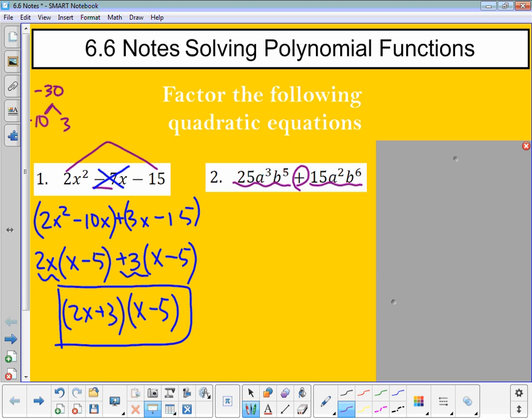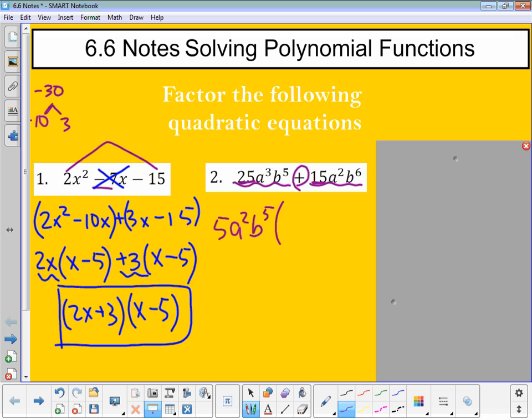So now the only thing that I can do to factor this is to look for any GCFs that can come out. I'm just going to take apart each part. From 25 and 15, I can take out a 5. From a to the third and a squared, I'm going to take out a squared. And from b to the fifth and b to the sixth, I can take out b to the fifth. So that's my GCF, and now I have to put inside what's left over.